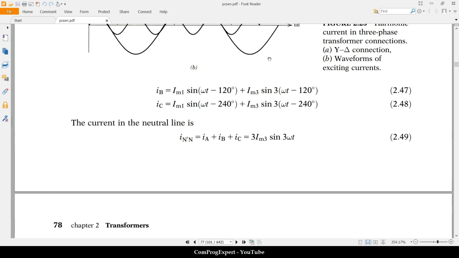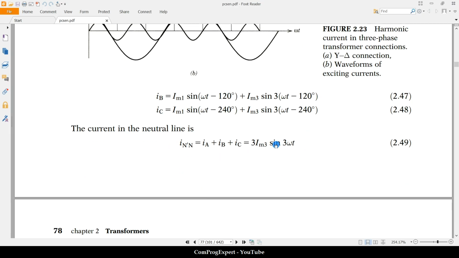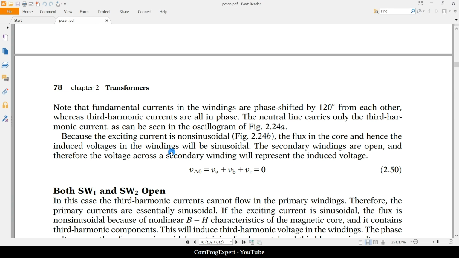Why? Because as you can see here, according to this graph, the summation of the fundamental harmonics is 0, but third harmonics are in the same phase. The summation of third harmonic currents is not 0. So this is the current of the neutral point.